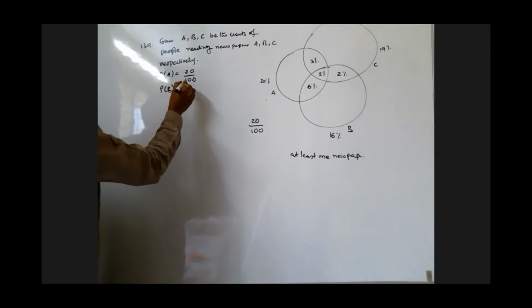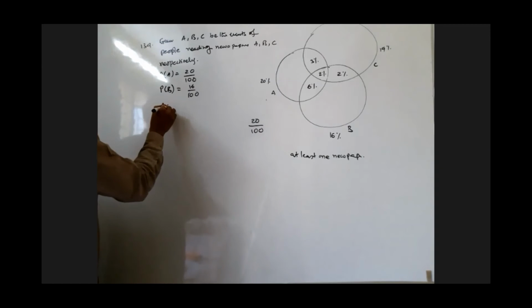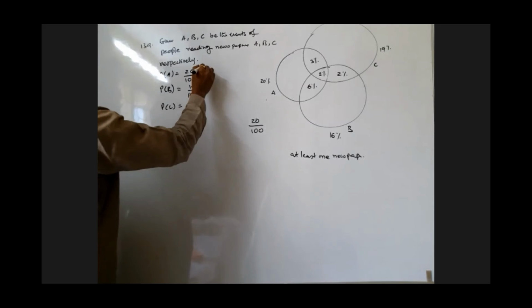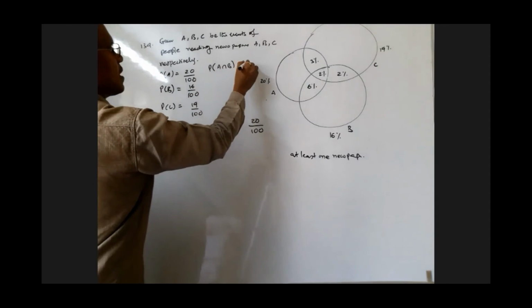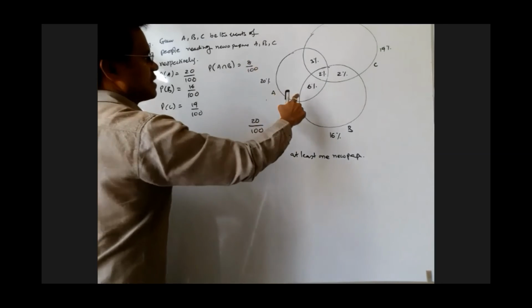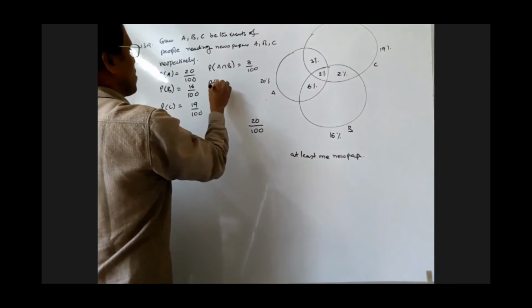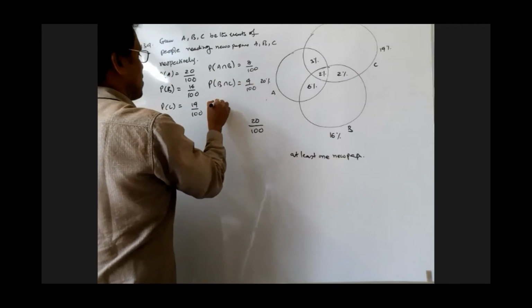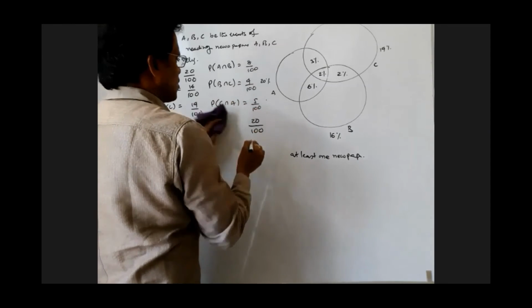Probability that you randomly select a person reading newspaper B. And probability of C, how much, my dear? 14 by 100. I think you understood, my dears. Next, probability of A ∩ B is 8 by 100, the total of 6 plus 2, 8. Next, probability of B ∩ C is 4 by 100. Probability of C ∩ A is 5 by 100. I think you all have understood the meaning.